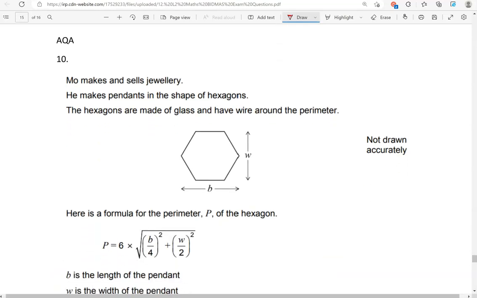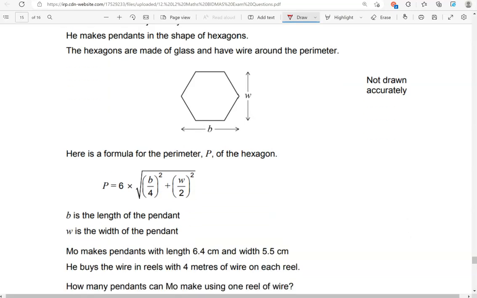Mo makes and sells jewelry. He makes pendants in the shape of hexagons. The hexagons are made of glass and have wire around the perimeter. Here is a formula for the perimeter P of the hexagon. P is equal to 6 times the square root of (B divided by 4) squared plus (W divided by 2) squared. B is the length of the pendant, W is the width of the pendant. Mo makes pendants with length 6.4 centimeters and width 5.5 centimeters. He buys the wire in reels with 4 meters of wire on each reel. How many pendants can Mo make using 1 reel of wire?